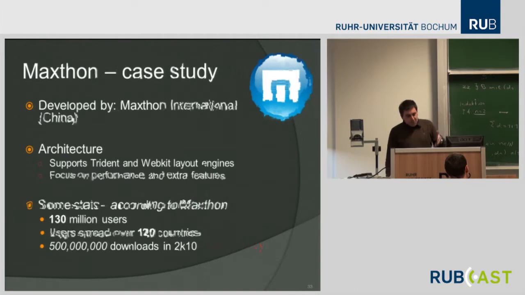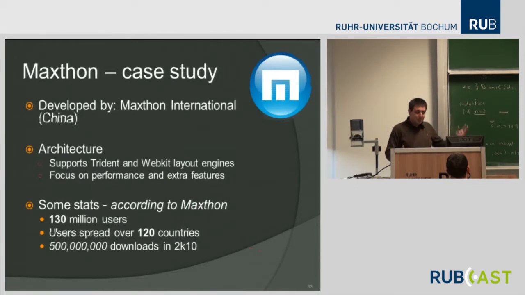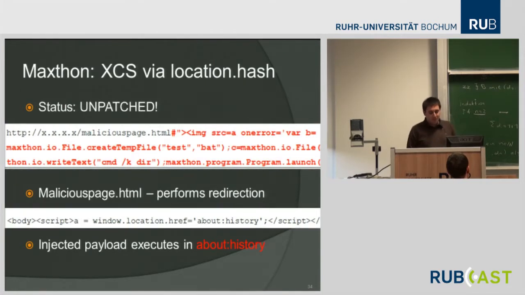So, first bug, which is very similar to the Opera one, actually is identical. You do your injection after the location.hash, and you can probably guess where it gets rendered: in the history page. And it's the same stuff. So then I can do the redirection to the history page, and then my injected payload will be executed.